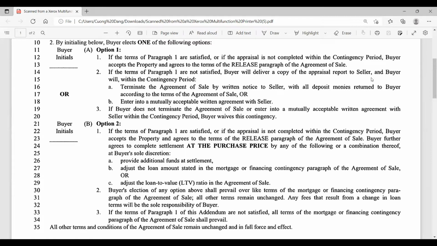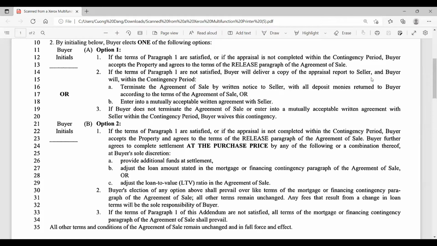A, provide additional funds at settlement. B, adjust the loan amount stated in the mortgage or financing contingency paragraph of the agreement of sale. Or C, adjust the loan to value ratio in the agreement of sale.